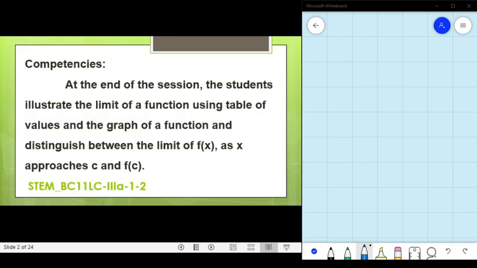At the end of this session, you are expected to illustrate the limit of a function using a table of values and the graph of a function, and distinguish between the limit of f of x as x approaches c and f of c.